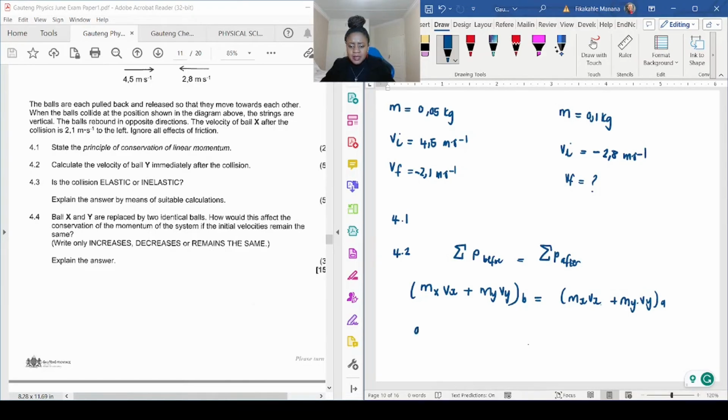The mass remains the same for X, which is 0.05. The velocity is positive 4.5. The mass of Y is 0.1, and we have negative 2.8 initially. The mass of X is still the same, nothing happened to it, but the velocity now is negative 2.1, and the mass of Y is still 0.1. We are now looking for the velocity of Y finally.